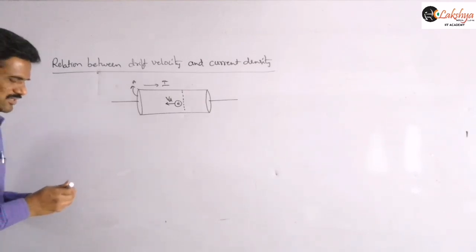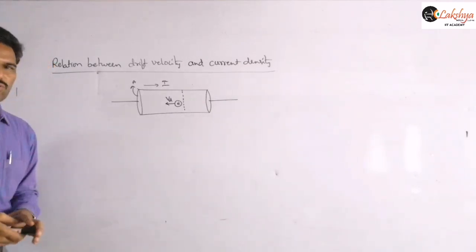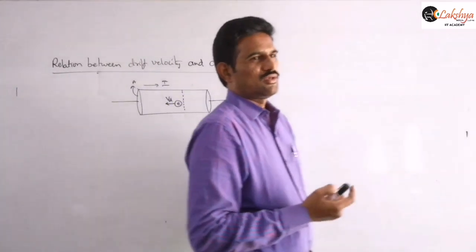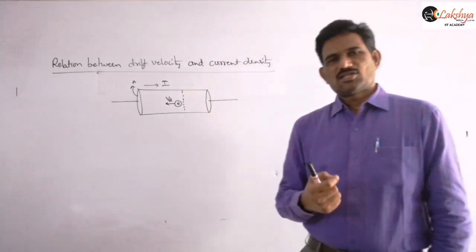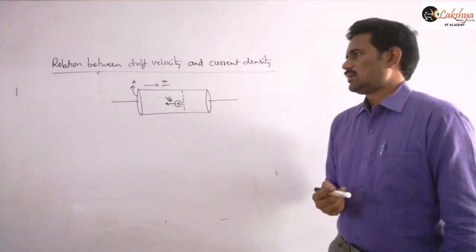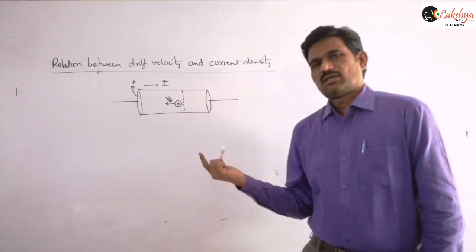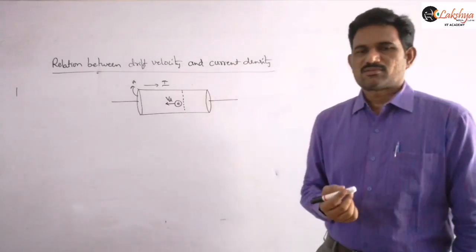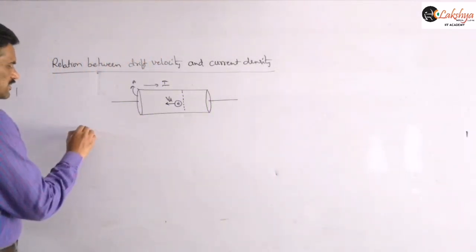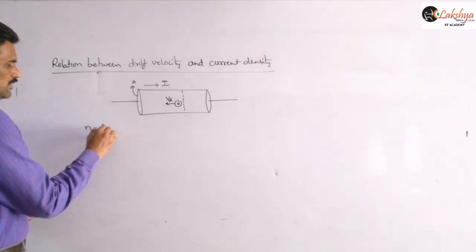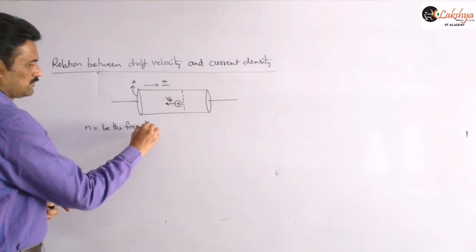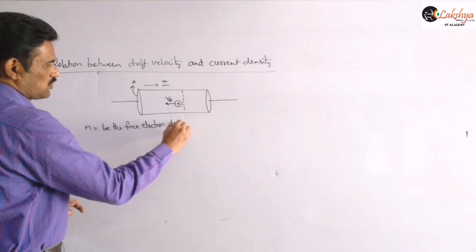So first, to write the consideration: consider a conductor of cross section A through which a current I is flowing. Let Vd be the drift velocity of the electrons, and n, small n, be the free electron density.